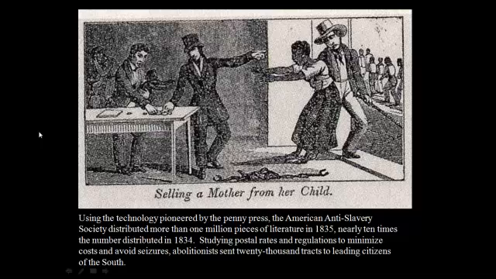Studying postal rates and regulations to minimize costs and avoid seizures, abolitionists sent 20,000 tracts to leading citizens of the South. Because you can imagine if you're a slaveholder and you get in the U.S. mail this inflammatory material, you're not going to be real happy about it. So I've divided up the images here just to give you a sense of what the argument is.